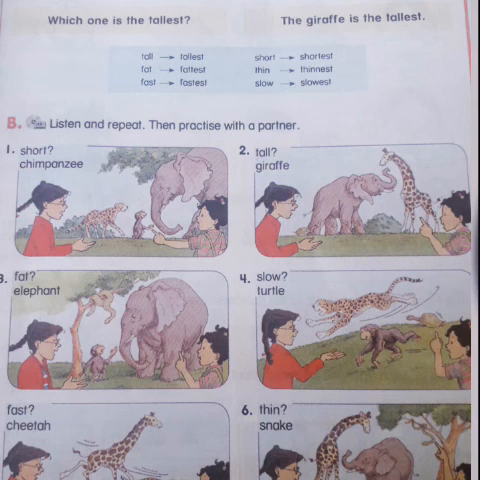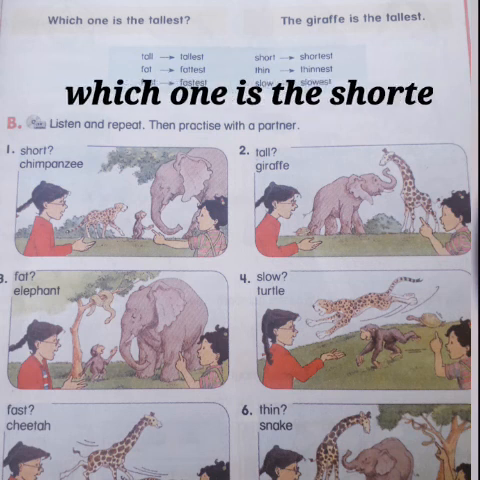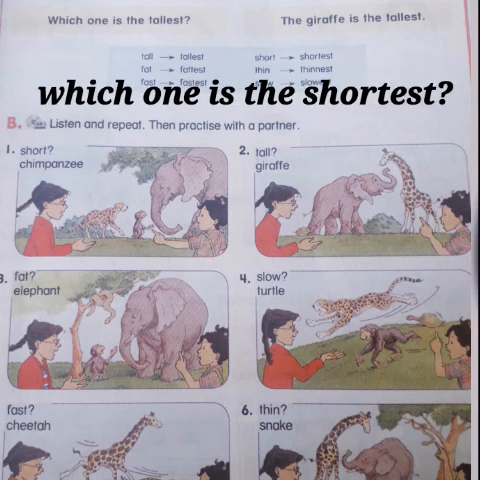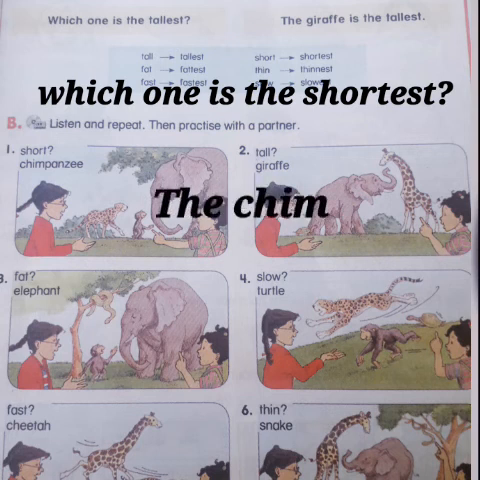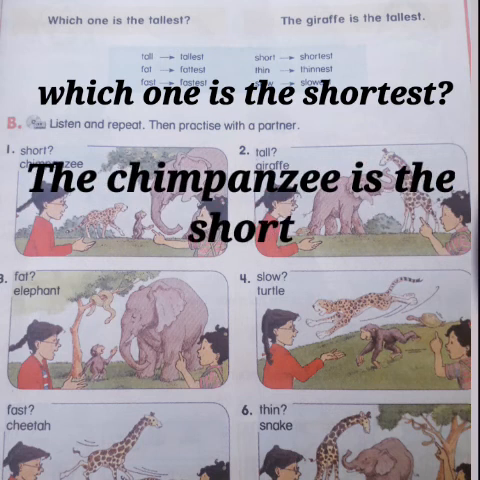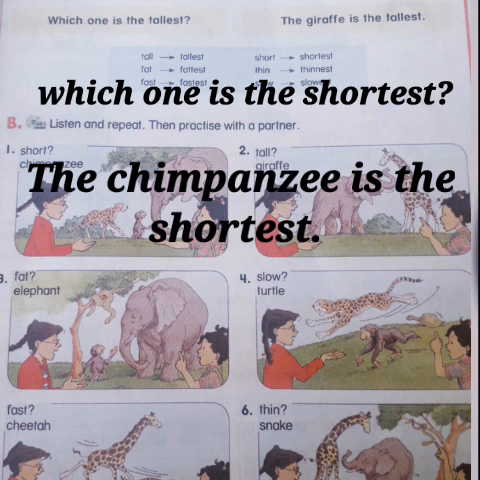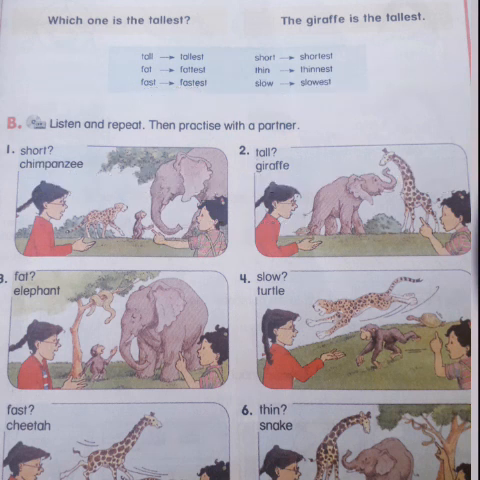Look at picture number one. Try to make the question. Which one is the shortest? Try to answer. The chimpanzee is the shortest. Try to make the other examples and write them in the comments and I'll see them inshallah.